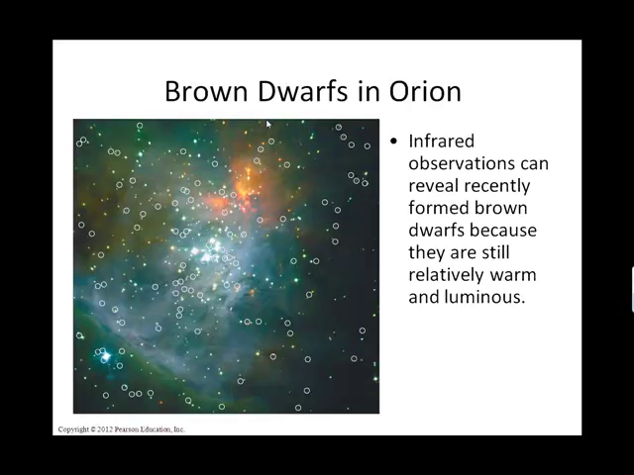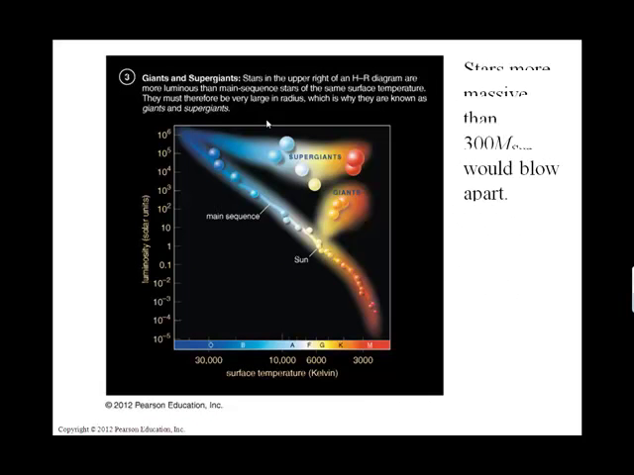This is a star-forming region in Orion, this nebula, with numerous stars being formed. But these circles here are indicating where the brown dwarfs are. These would be the failed stars.